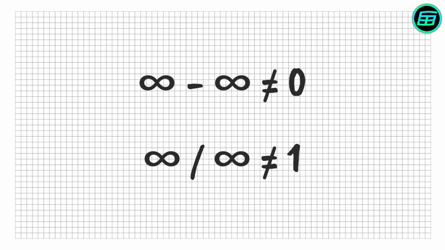Why isn't infinity minus infinity equal to 0? Why isn't infinity divided by infinity equal to 1? The most common mistake about infinity in mathematics is to think that infinity is an uncountably large number.